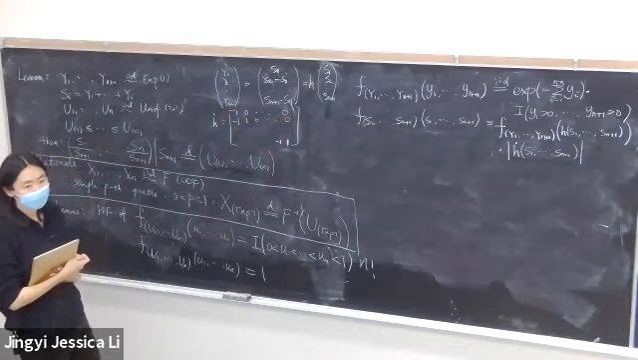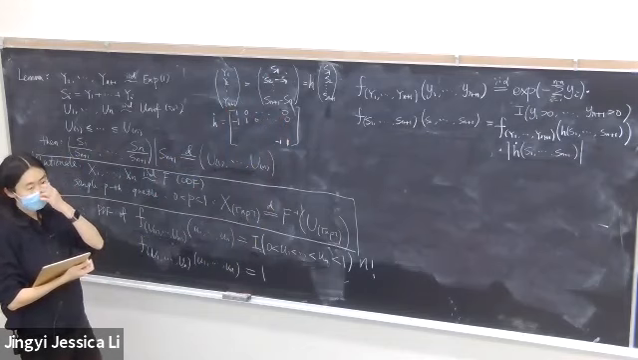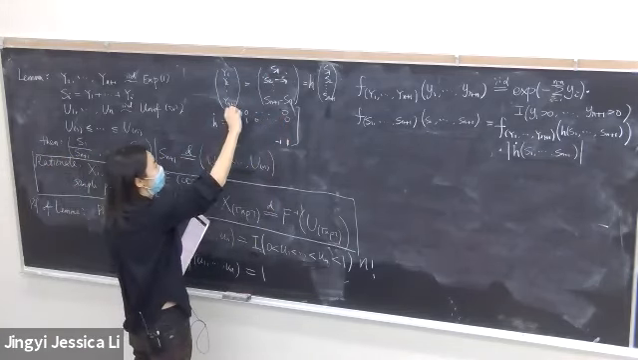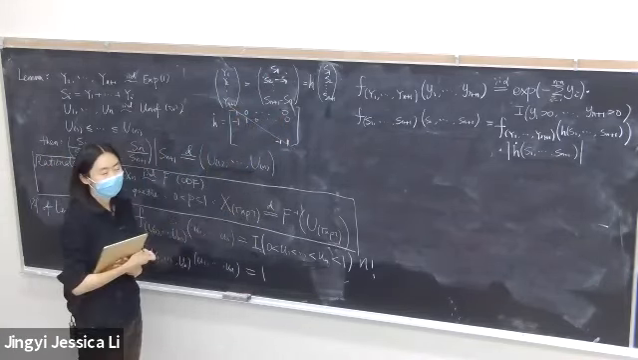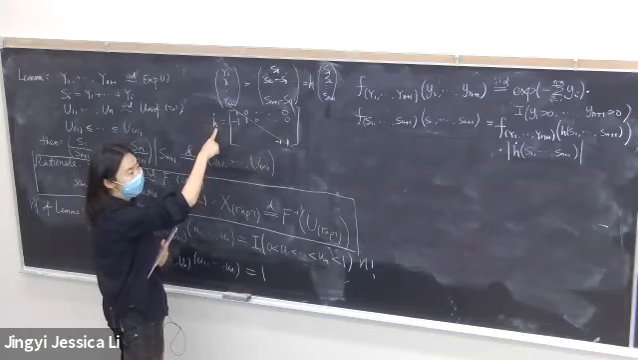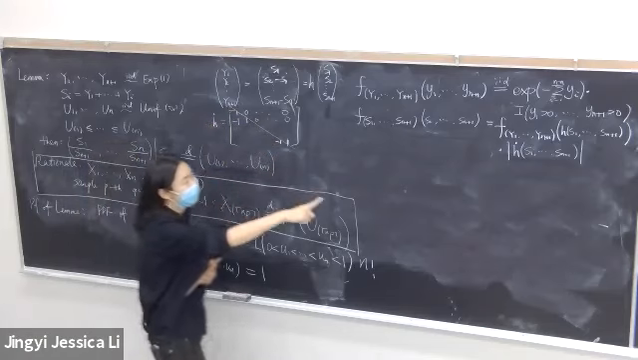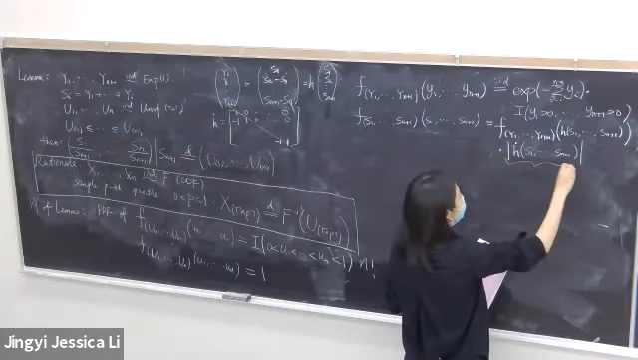So this matrix is a lower triangular matrix, right? So we only have non-zero entries on or below the diagonal. And on the diagonal, we have all ones. So therefore, its determinant is just 1. So that's why this is equal to 1.